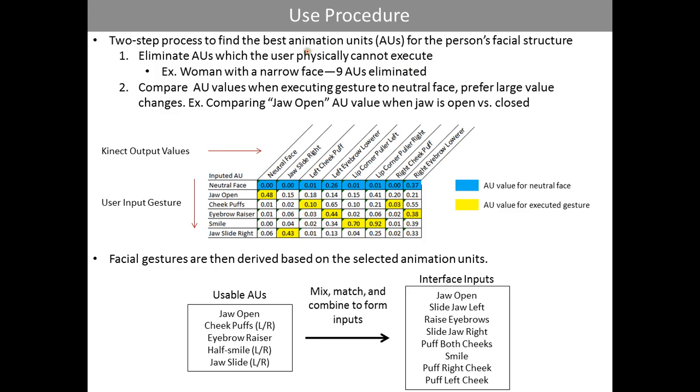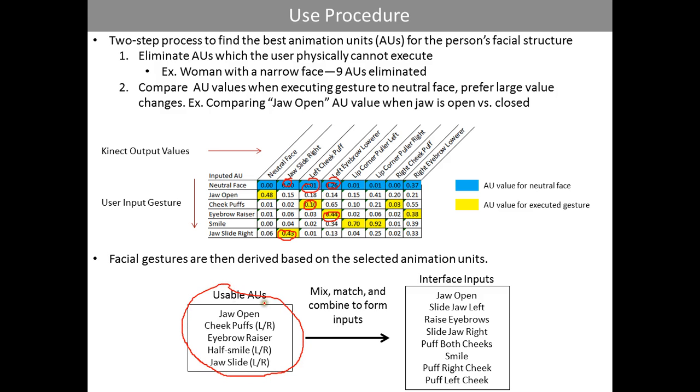And then the second step is to compare these animations, to see how well the Kinect is sensing these animation units. So I'm comparing these yellow values here with the blue values directly above them, and that's going to tell me if the Kinect is seeing a difference in the action when it's being executed versus when the person's just keeping a neutral face. So these two steps together will give me a list of usable animation units.